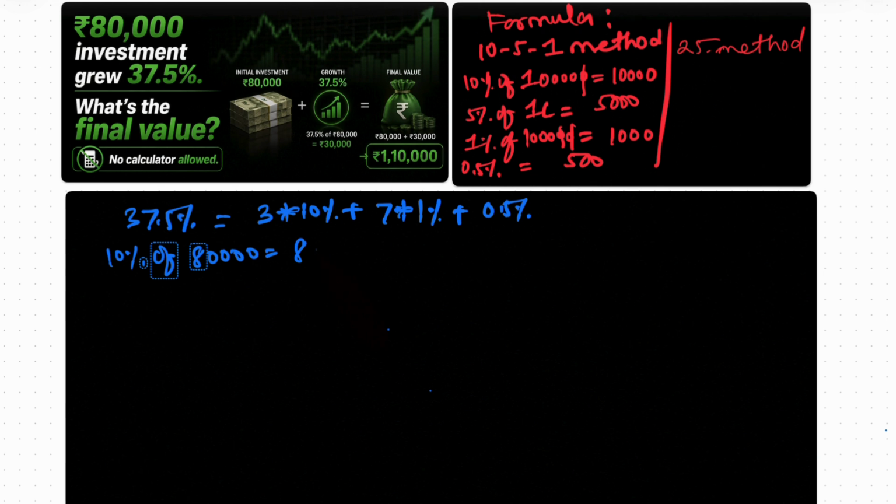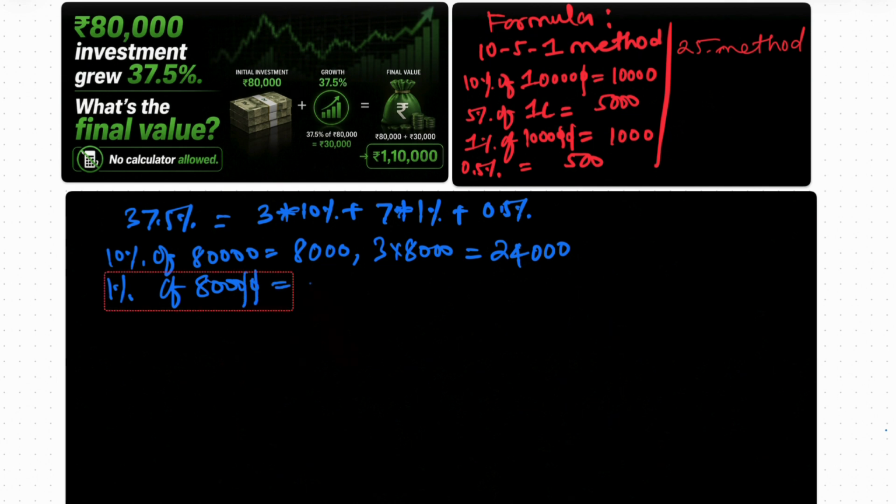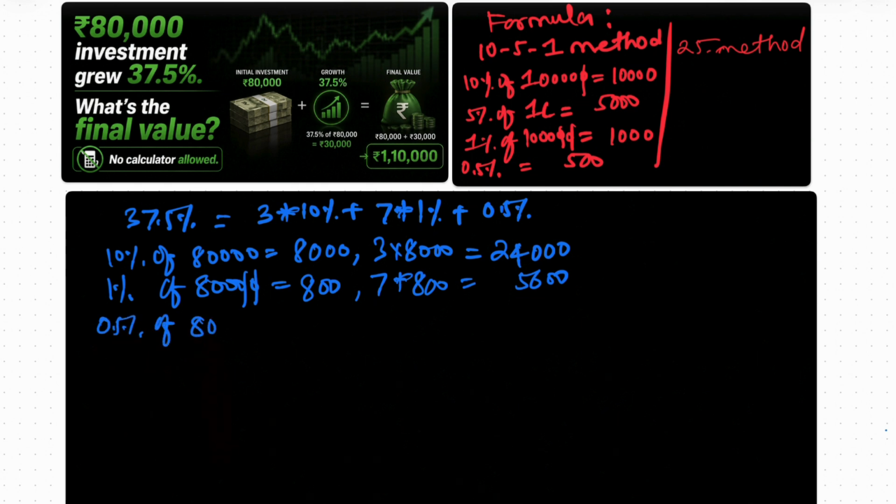So 3 times this 8,000 will become 24,000. 1% of 80,000, you remove 2 zeros, so it becomes 800. So 7 times 800 is 5,600, right? And 0.5% of 80,000 is half of 1%, which is 400. So if you total this, 24,000 plus 5,600 plus 400 is 30,000. So this is one way of doing it, and then we can look at the other way also.